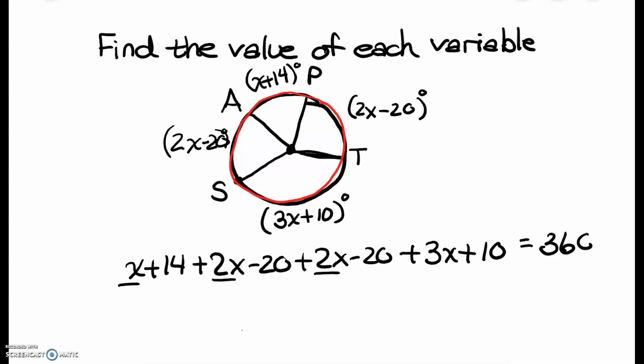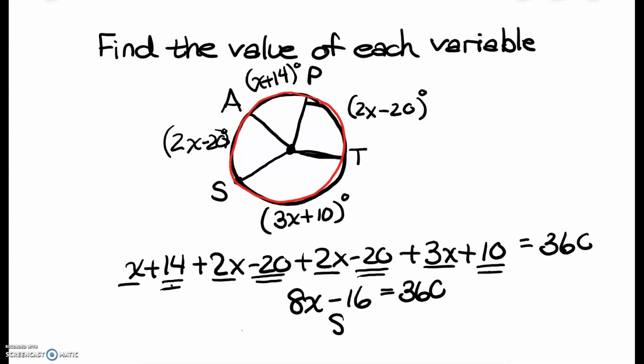So x and 2x and 2x and 3x is going to be 8x. And then I have 14 minus 20 plus 10. So that's a minus 40. Plus 10 is a minus 30. Plus 14 is a minus 16. And that equals 360. When I add 16 to both sides, I get 376. And when I divide by 8, I get x equals, let's see, if that's 4, that's going to be 47 degrees.